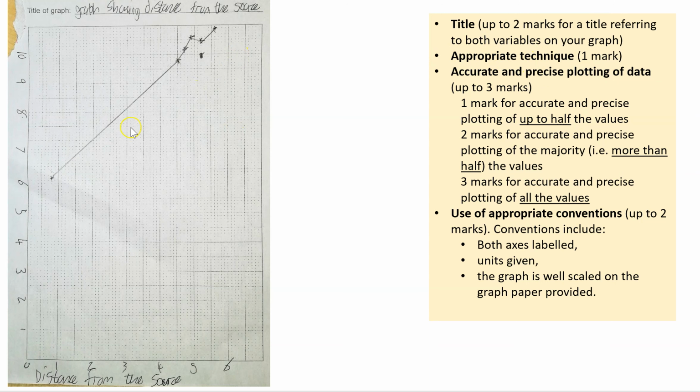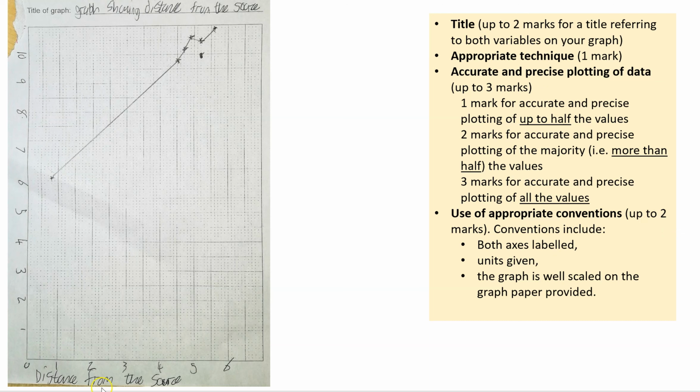Appropriate technique. Yeah, I'd get the mark for that one because it is your line graph in this case. The plotting is fine. Yes, those are all absolutely fine. What about down here? Use of appropriate conventions. Both axes labelled. No labelling of axes here. So maximum I can get is 1 mark.